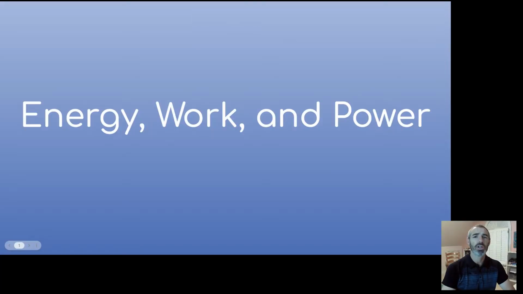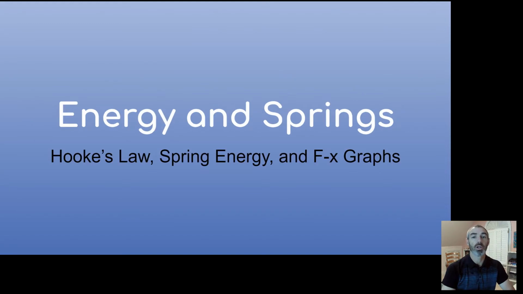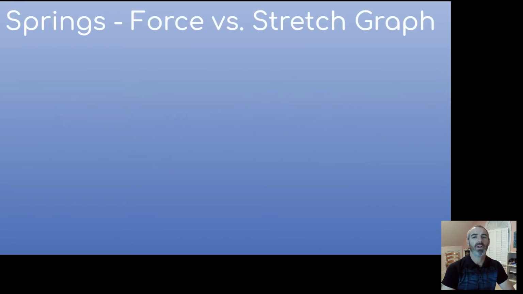In this series of videos, we're going to talk about energy, work, and power. And we're going to start with energy in springs and learn about Hooke's Law and potential energy in springs. What we are going to do is conduct a lab experiment and look at a graph of force versus the stretch of a spring. So we're going to graph force on the y-axis because it's dependent upon how far the spring is stretched. And when we collected our data and graphed it, what we found is that the graph was a straight line. So a direct relationship between force and displacement, or stretch, of a spring.